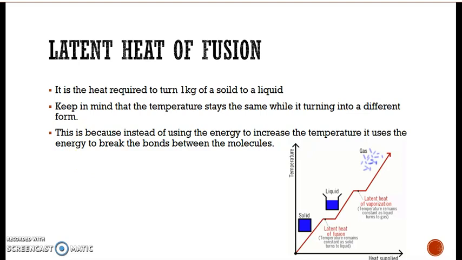So it's like, hey guys, we reached the melting point, guys. So then they're like, okay, start separating, and then they start separating, and that's why they use the energy to break the bonds instead of increasing the temperature.